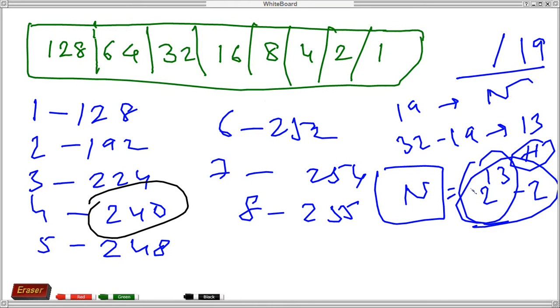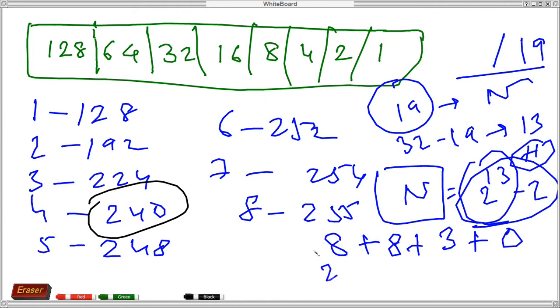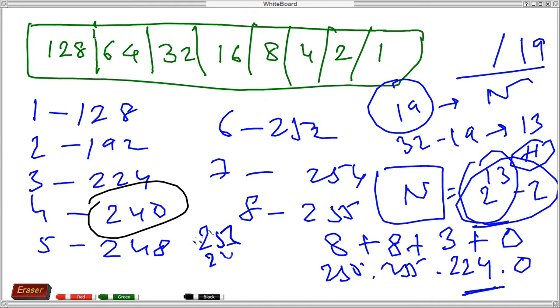Now 19 I have to split in this way: 8 plus 8 is 16, plus 3 is 19, plus 0. So that means the subnet mask will be 255.255.224.0. I was showing a class C address previously. Now there is an easy way to calculate: 256 minus 224 is 32. So it has to be a block size of 32 in this particular block.